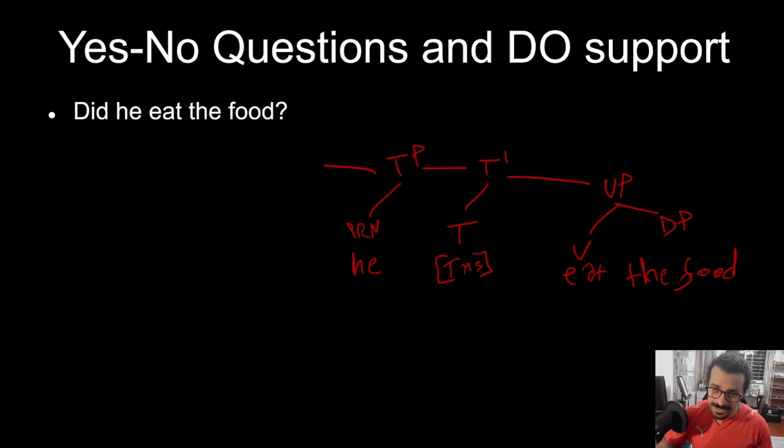But the derivation doesn't stop here. We're going to move to a C bar headed by a C. And this C has a feature, the interrogative feature. The C is strong, so it's going to attract something. And guess what?